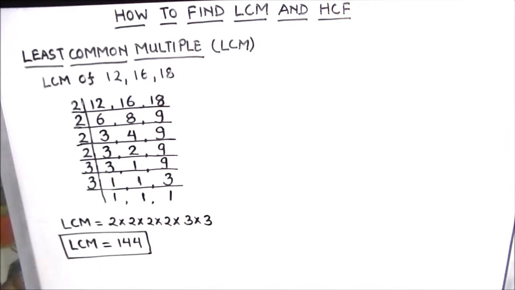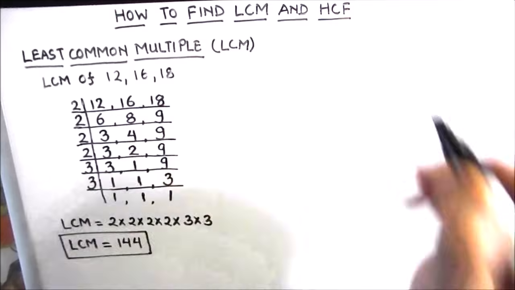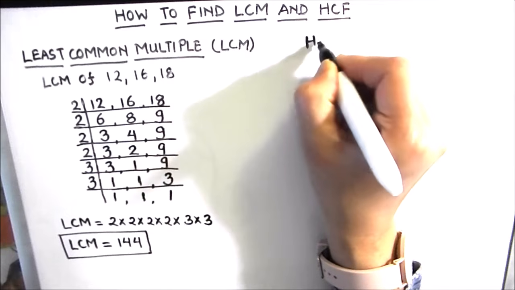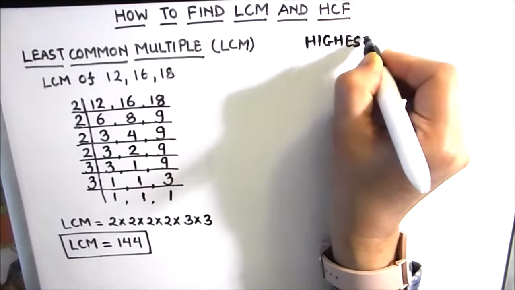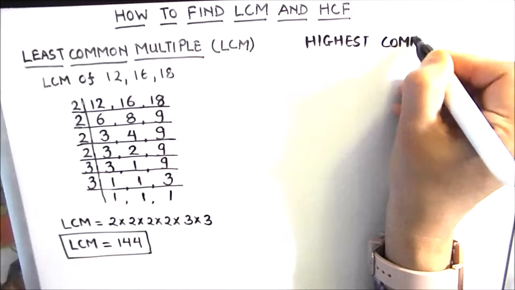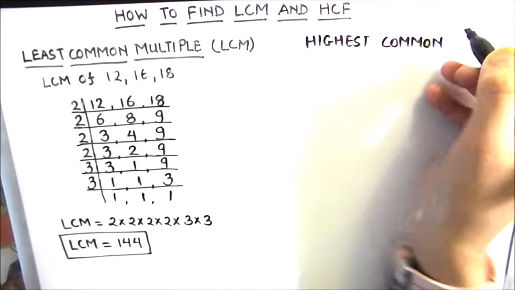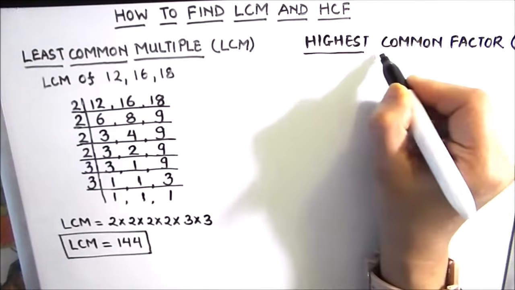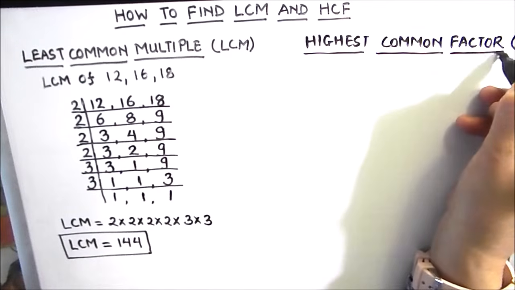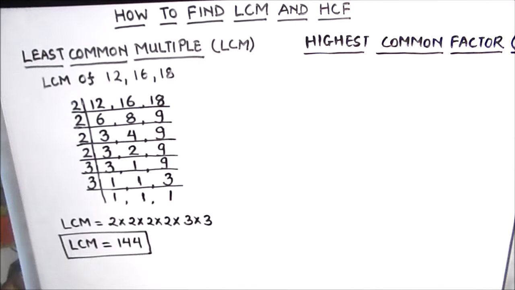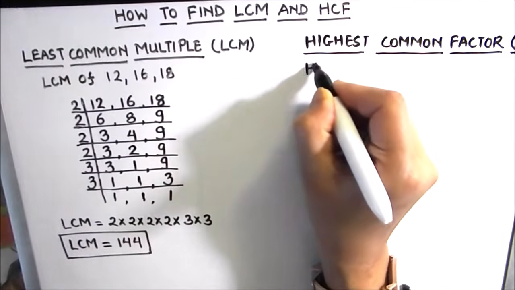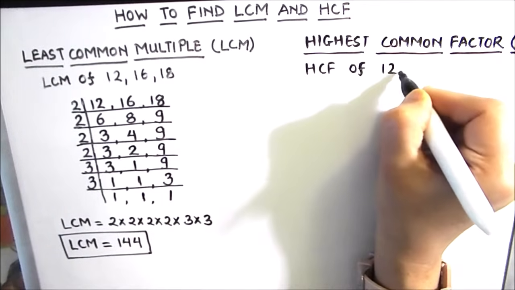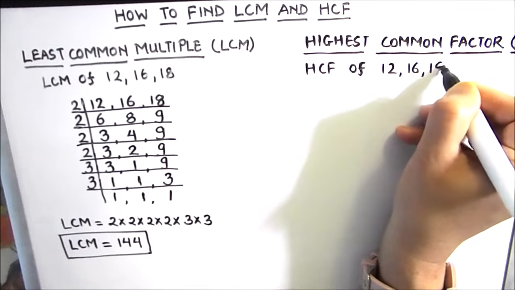Next we will find the HCF of the three numbers. So here we are going to write the highest common factor. Highest common factor, or the HCF, is also known as the GCF, or the greatest common factor. The highest common factor of the three numbers is a number which divides all the three numbers without leaving a remainder. So let us find the HCF of 12, 16 and 18.